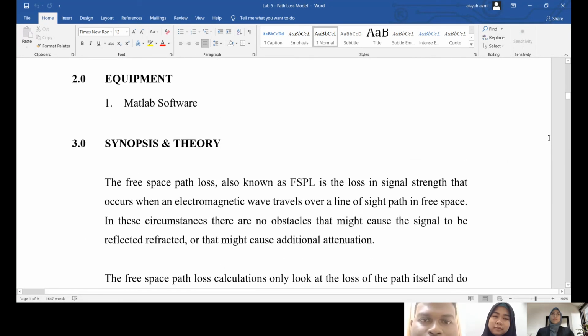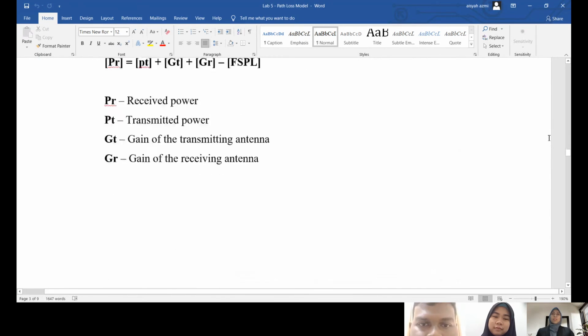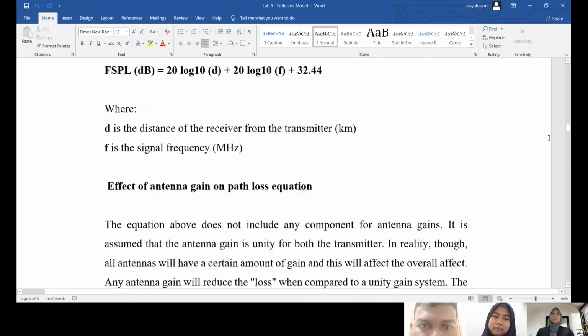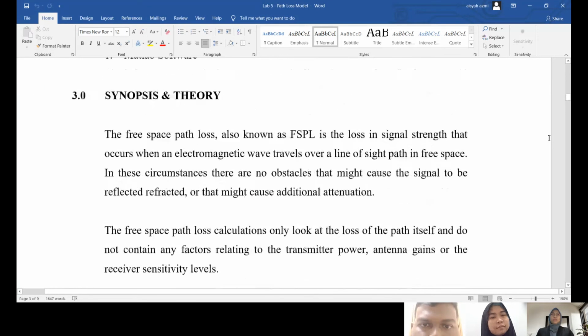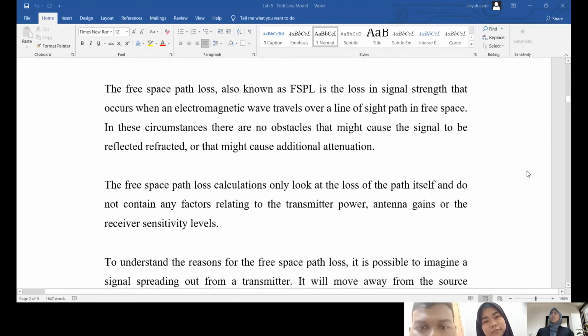We're going to present about Lab 5 path loss model analysis. So for the objective, we are able to write a MATLAB program for the path loss analysis and to determine the free space loss and the power received. The equipment we use is MATLAB software. So let's continue with my teammate Aisha.